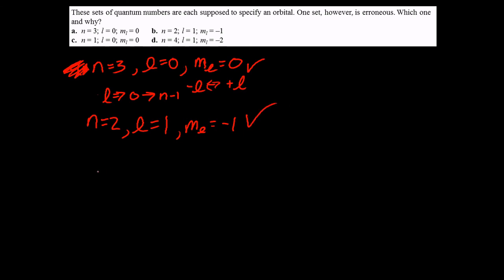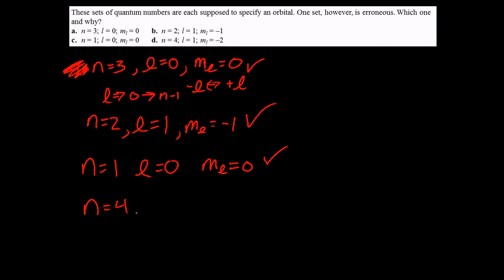The third one, if n is equal to 1, can L be equal to 0? Yes. Again, L can always be 0. So if L is 0, can mL be 0? Yes, very similar to the first one. So this one is also okay, which then leads us to our final one, which at this point we know has to be wrong, but let's talk about why.